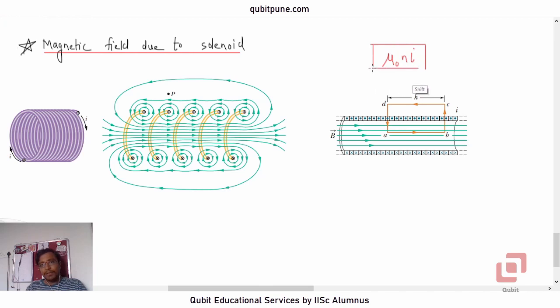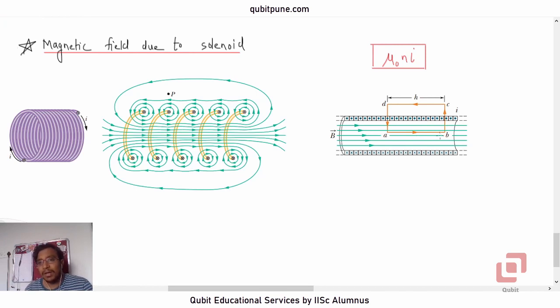So we have to build an Amperian loop here, which is ABCD. Always remember, take a rectangle. Take a rectangular Amperian loop. The portion AB should be inside the solenoid, the portion CD should be outside, and the other two portions will be perpendicular to the solenoid loops.